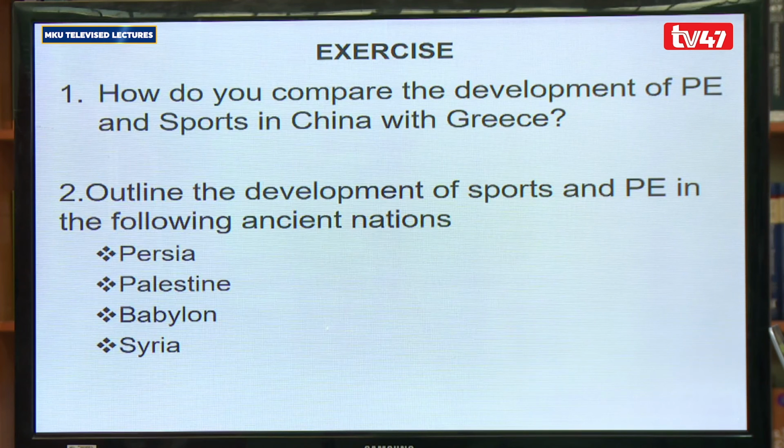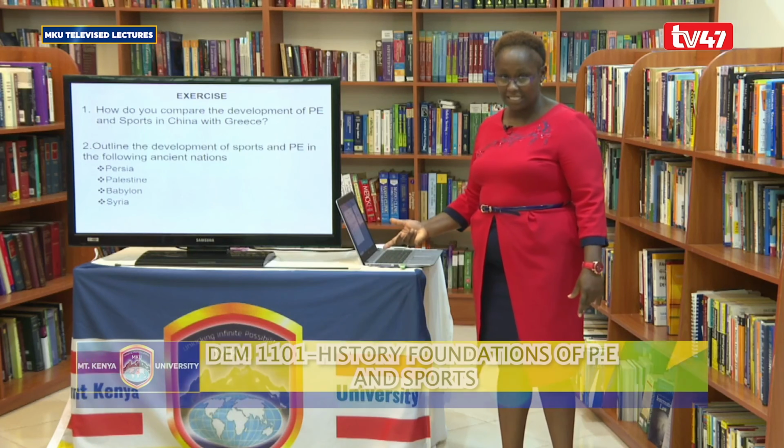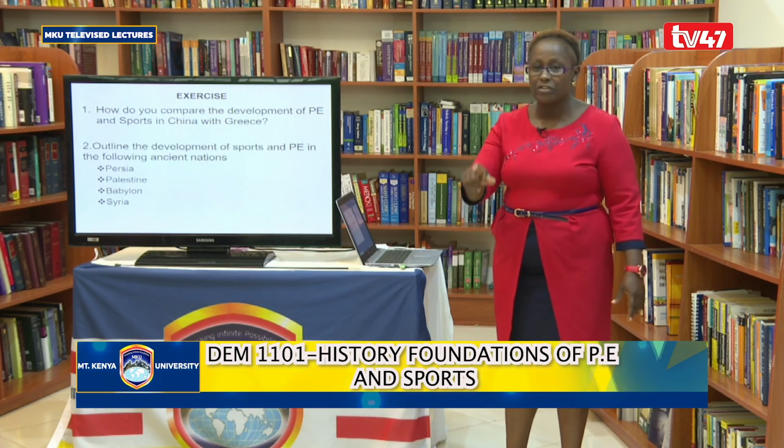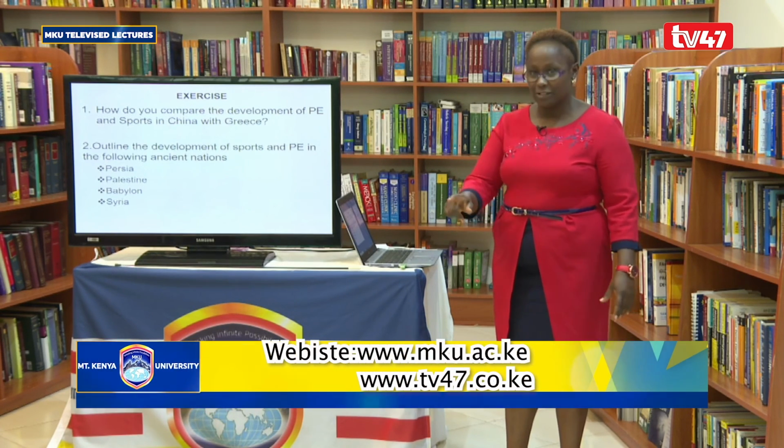Number two, outline the development of sports and physical education in the foreign ancient nations. These are countries that came from the Far East, places like Syria, Palestine, Babylon, and Persia, which are very close to Egypt. These were military states. The question is, how was the development of sport in these countries? Try to find out how the games started and how they originated from this part of the world.